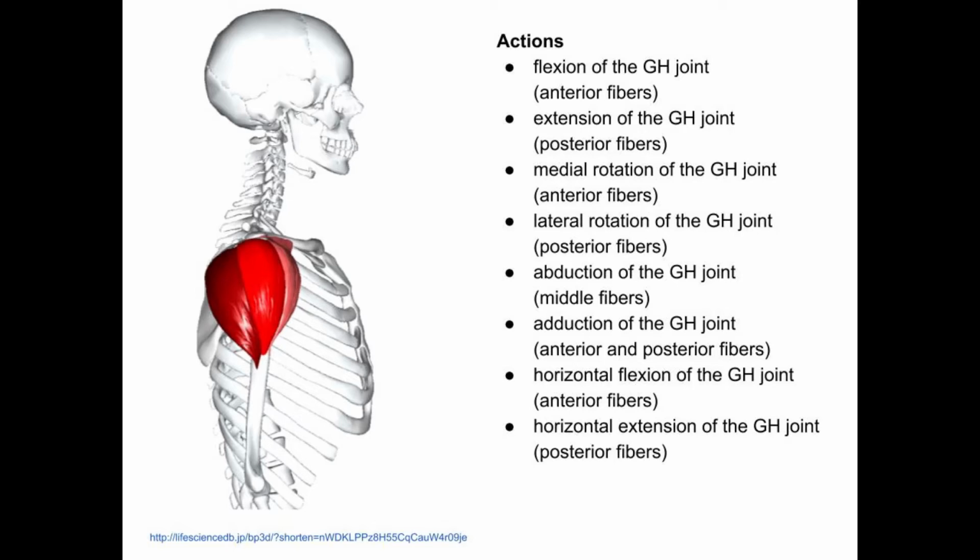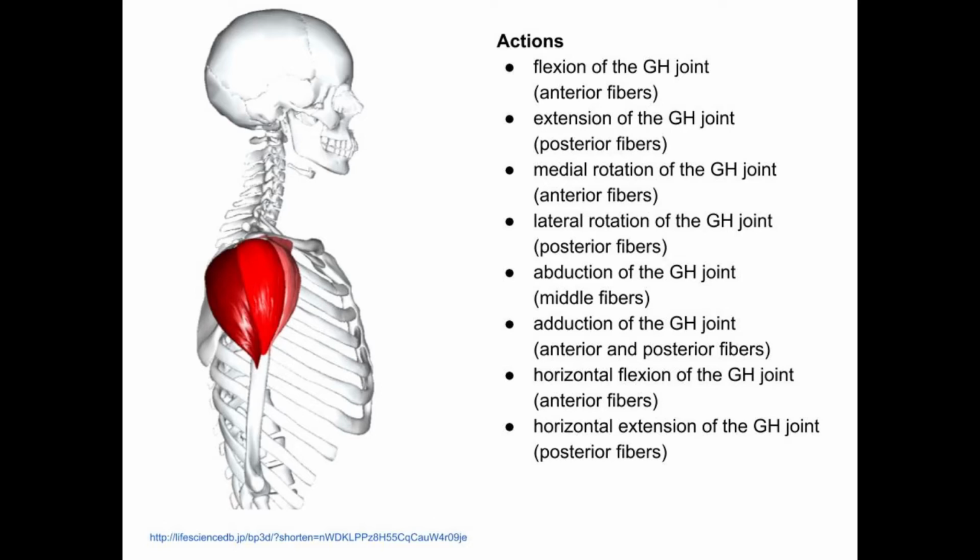And then finally, adduction of the GH joint. Both the anterior and posterior fibers, and even more specifically, the most medial of the anterior fibers and the most medial of the posterior fibers, can pull the humerus towards the midline of the body in the frontal plane along an anterior-posterior axis. Therefore, the anterior and posterior heads can do adduction of the GH joint. So we can see between the use of all 3 major heads of the deltoid, it can do any of the 6 fundamental GH motions from anatomical position.